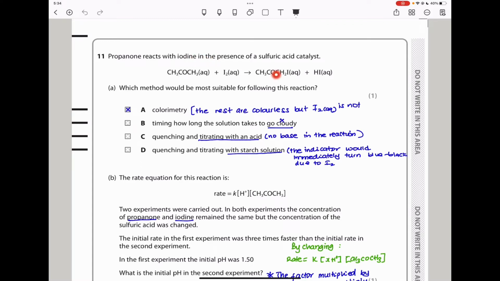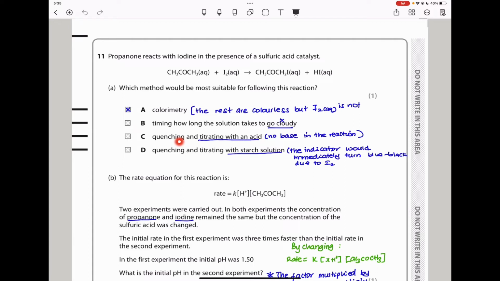So they've given us a reaction here, and then they ask which method would be most suitable for this reaction. One thing we need to know is this has no color, this is colored, that has no color, and that has no color. So it means we can possibly use colorimetry. However, they also say timing how long the solution takes to go cloudy. In this reaction, nothing is going to go cloudy, so that is out.